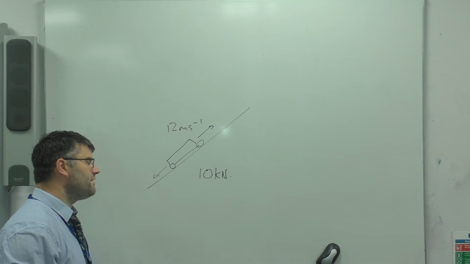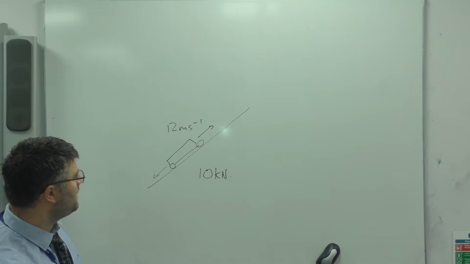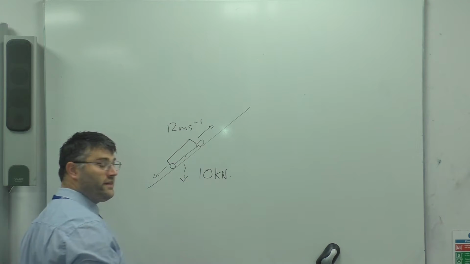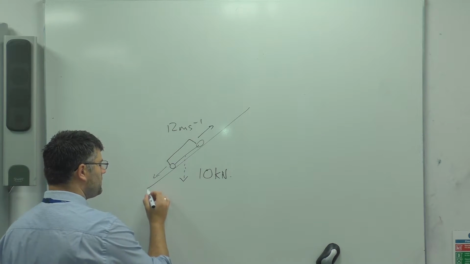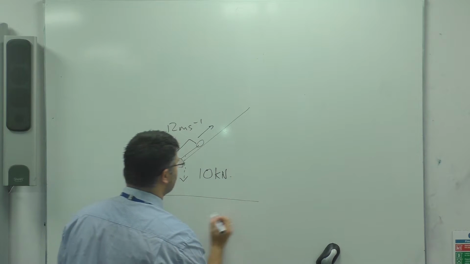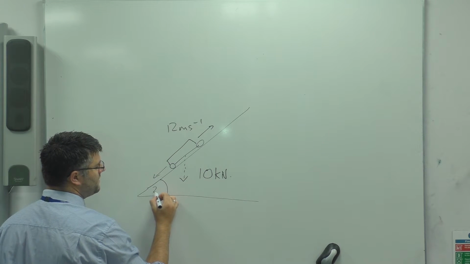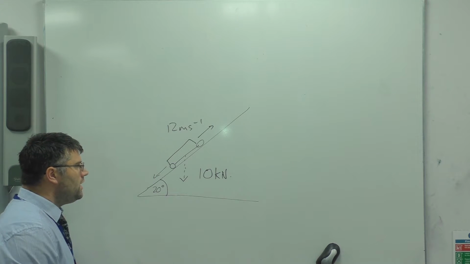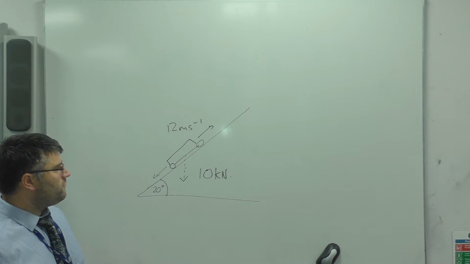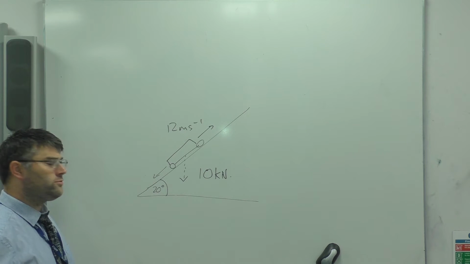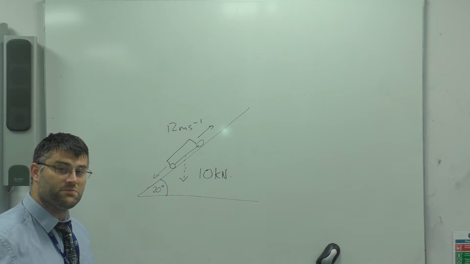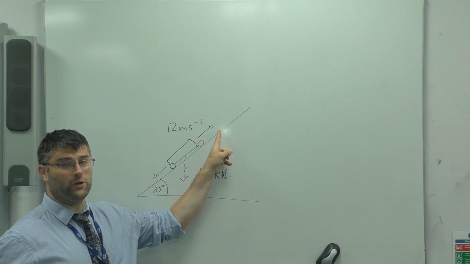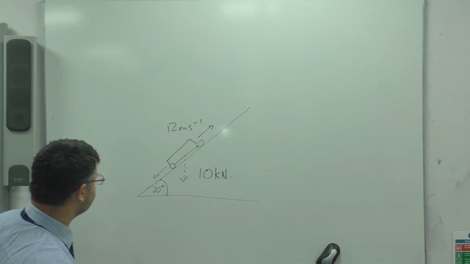So the weight of the car is 10 kilonewtons. Now bear in mind that weight is acting down there. So we need to know an angle. It's not going to give you an angle, we're going to say it's at 20 degrees. So, my first point of call is to work out what the force down the slope is, because the force down the slope is what the force upwards is. So let's do that.